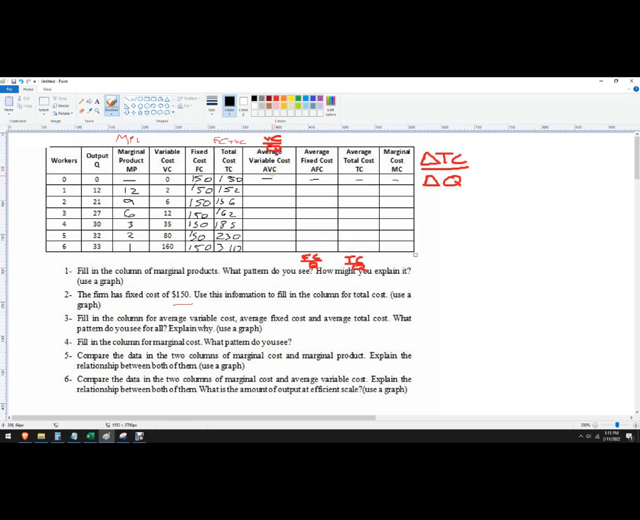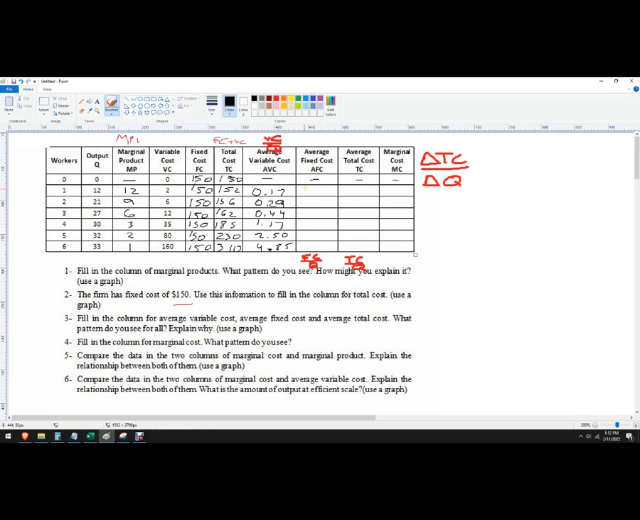Average variable cost. We're going to divide the variable cost by its quantity. In another screen, I have a calculator open. This would be 2 divided by 12. So that's rounding, it's 17 cents. Then 29 cents. Then 44 cents. $1.17, $2.50, $4.85.